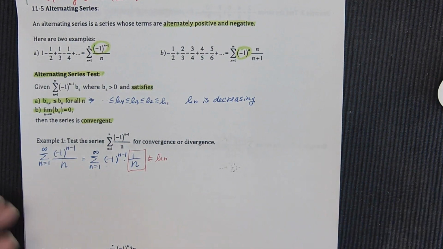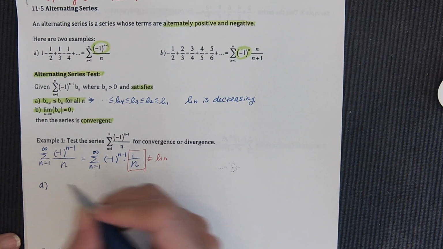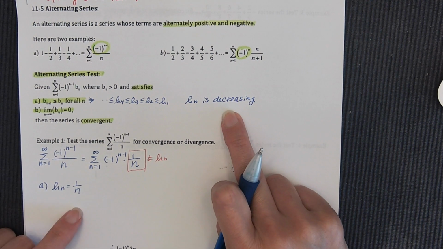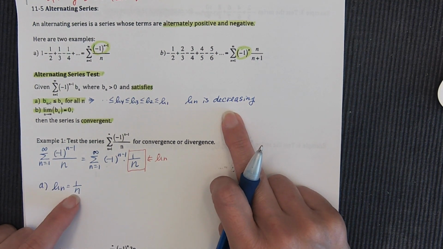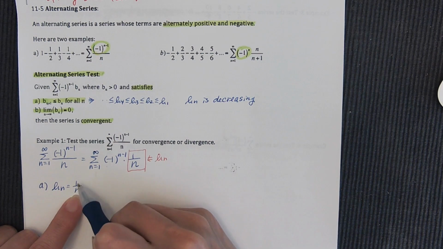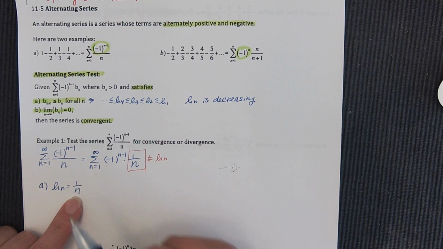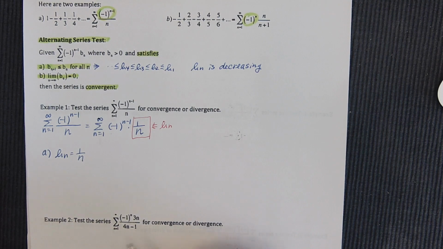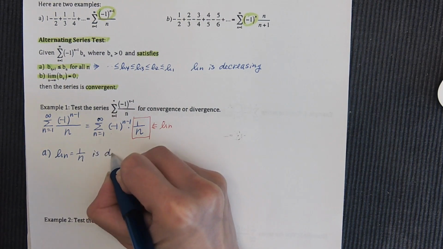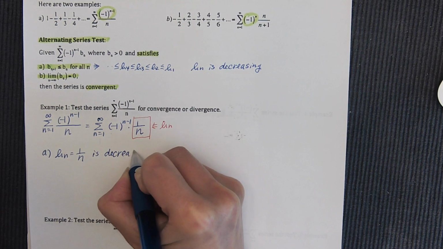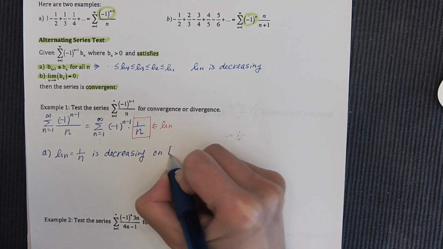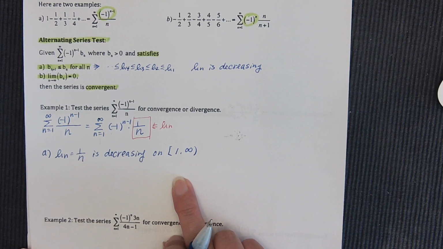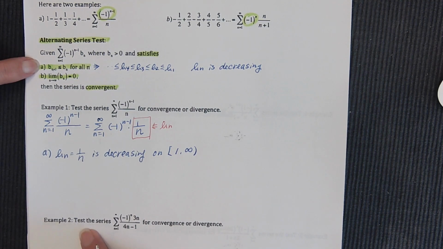Okay, so let's check the two things. Is b of n, which is 1 over n, decreasing? If n equals 1, n equals 2, n equals 3, n equals 4, we get 1 over 1, 1 over 2, 1 over 3, 1 over 4. Is this decreasing or not? Yes, it's clearly decreasing from 1 to infinity. So the first thing is checked.